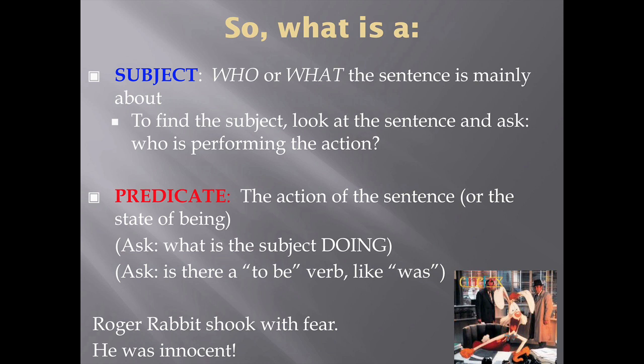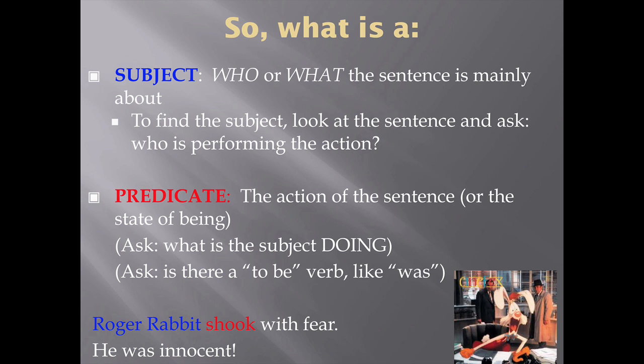So if you look at this example, Roger Rabbit shook with fear, and you ask yourself, who or what is that sentence mainly about? Then you begin to understand that Roger Rabbit is who or what the sentence is mainly about. And since that is the subject of our sentence, we'll go ahead and highlight that in blue. And then if we look further and we ask, okay, so if Roger Rabbit is who or what our sentence is mainly about, then what is that subject doing? That's going to help us find our predicate. And so if we ask, what is Roger Rabbit doing? Well, he's in the process of shaking. He shook. And in that way, we know that it's the predicate. And so we will highlight shook in red.